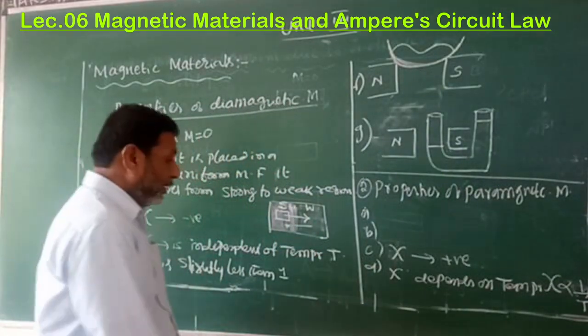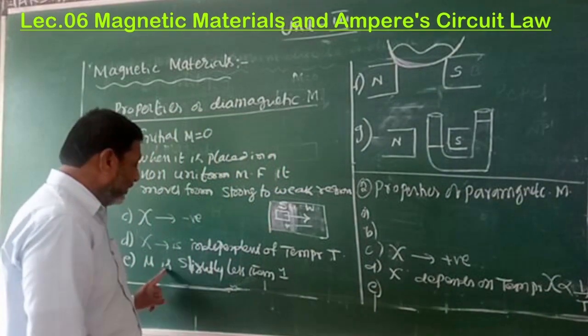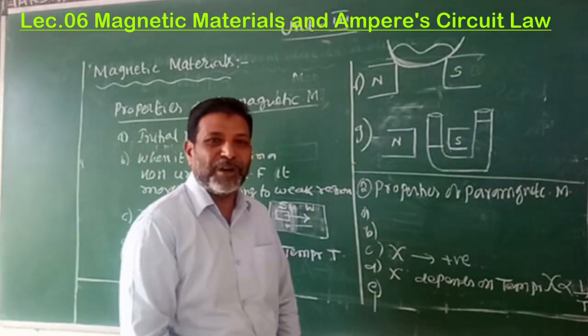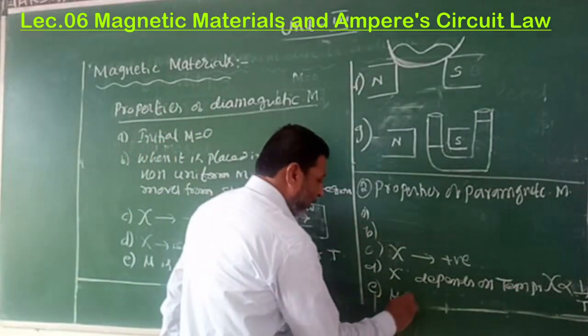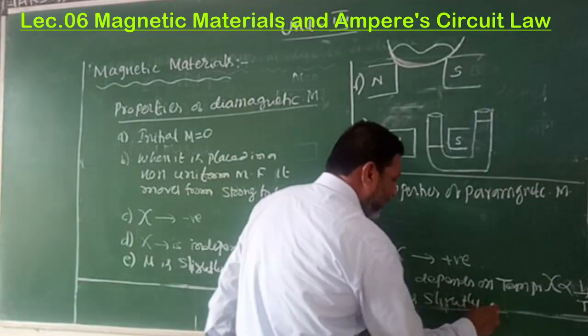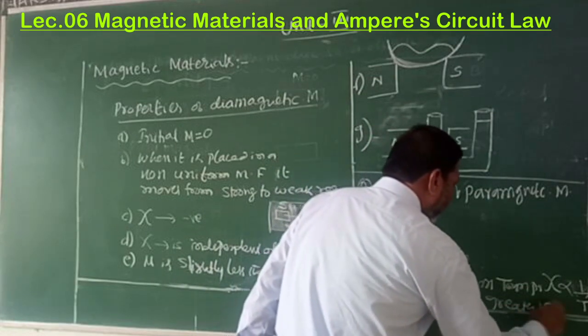Next, here, you can see that the permeability is slightly less than 1 for diamagnetic material, but here mu is slightly greater than 1.